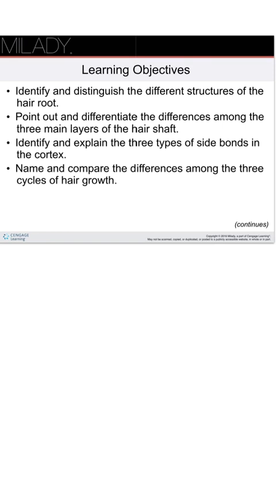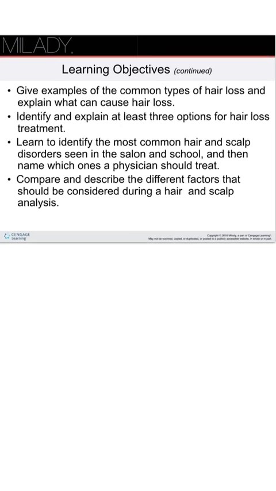Identify and explain the three types of side bonds in the cortex. Name and compare the differences among the three cycles of hair growth. Give examples of the common types of hair loss and explain what can cause hair loss. Identify and explain at least three options for hair loss treatment.